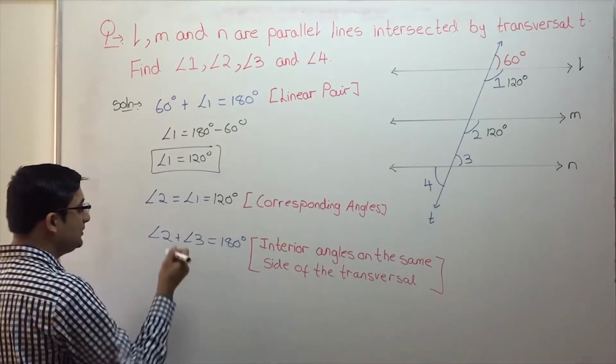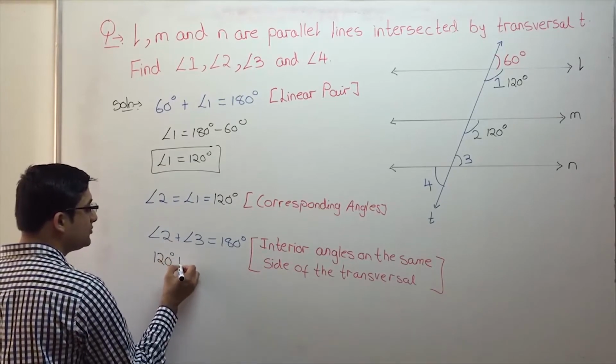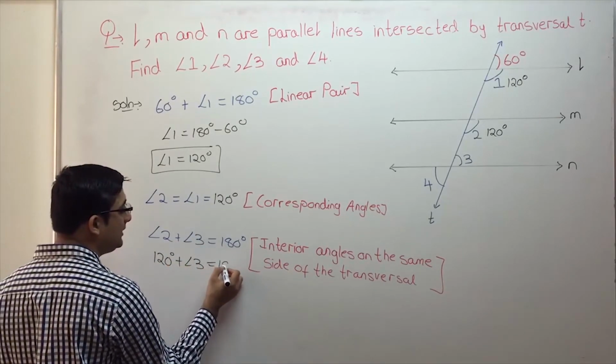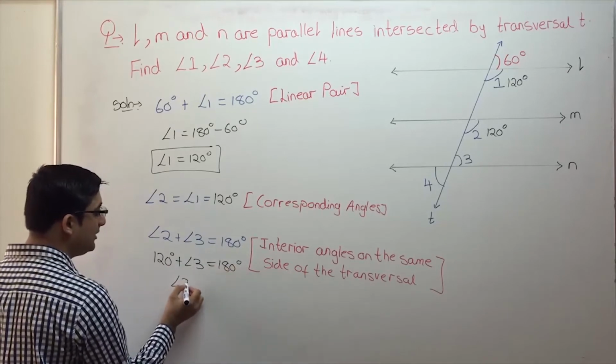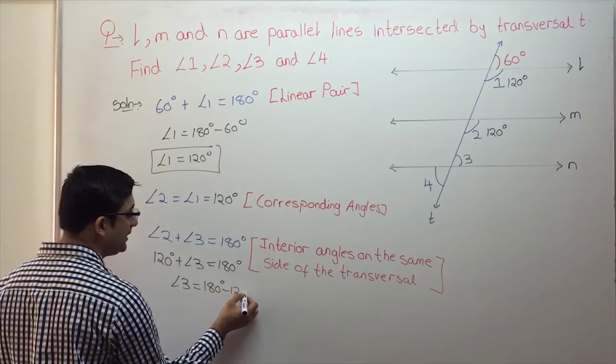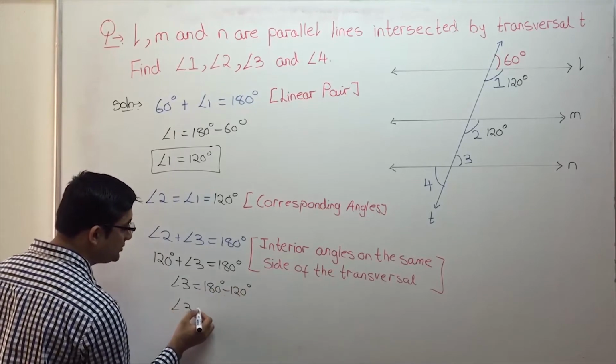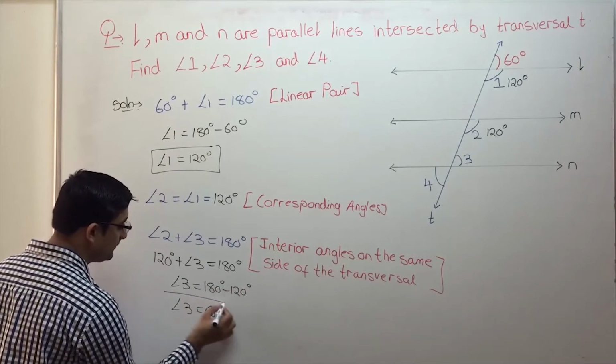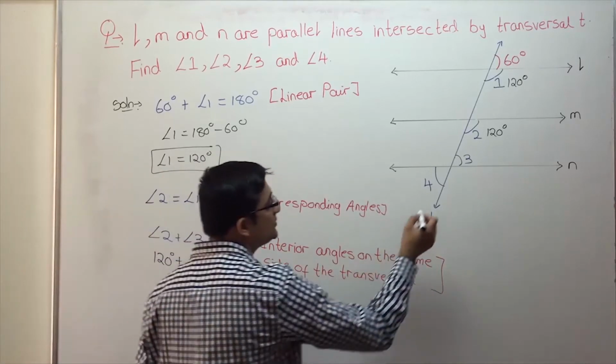So what is angle 2? It is 120. So 120 plus angle 3 is 180. Solve for angle 3. Take 120 over there. 180 minus 120. That is, angle 3 is equal to 60 degrees. So I've got angle 3 as well.